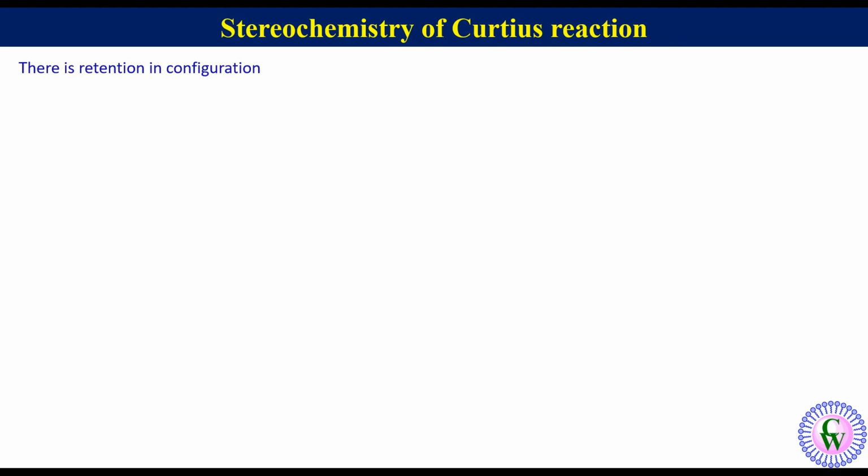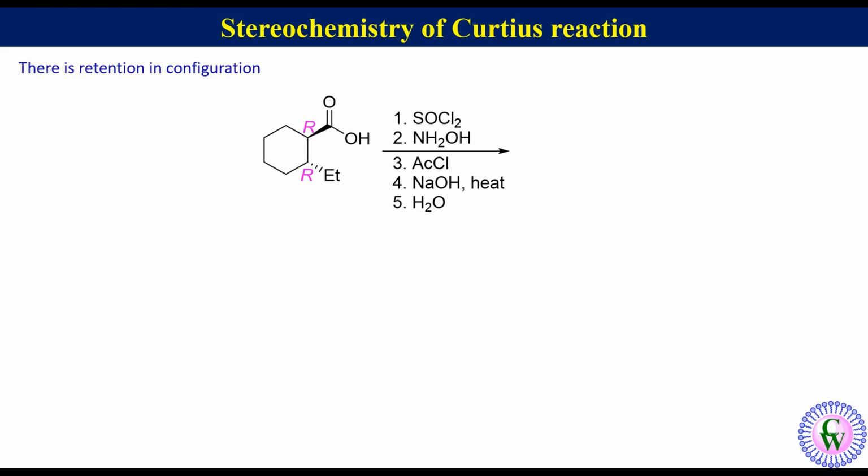Let's have one more example. In this, there are two chiral centers with R configuration on both the centers. So there won't be change in configuration at any chiral center, and the product will also have RR configuration on both the chiral centers. That's all in this video.